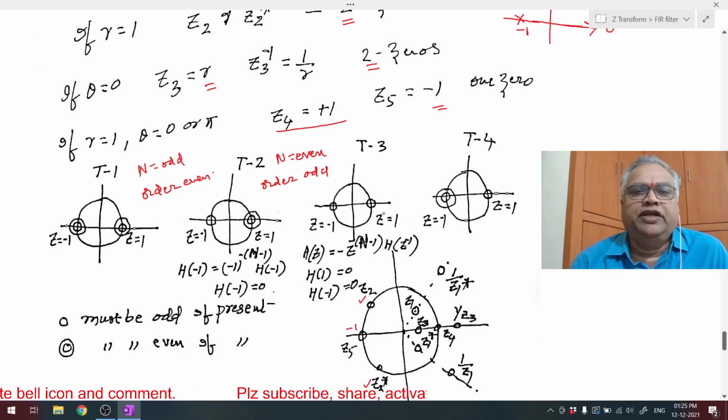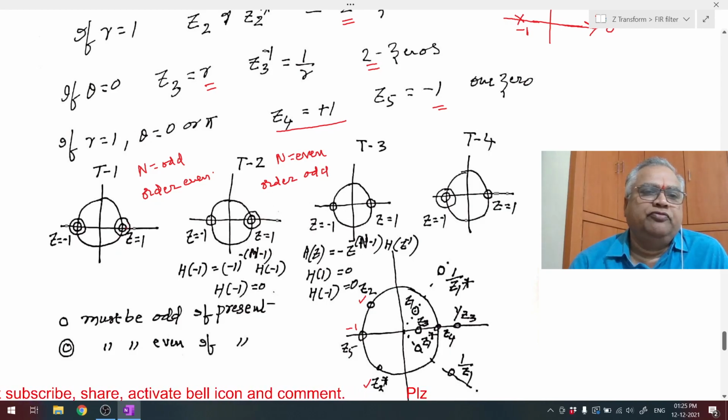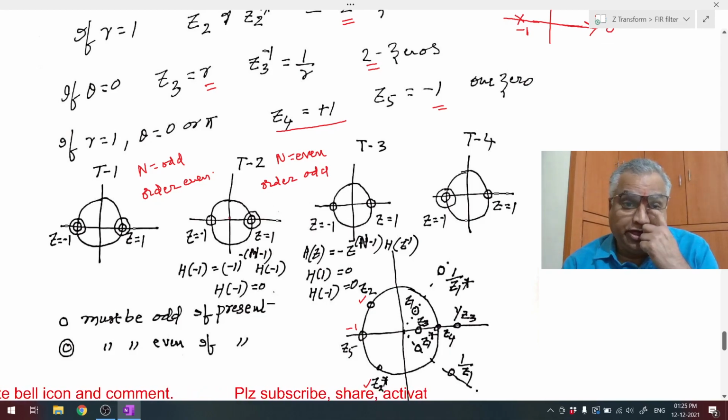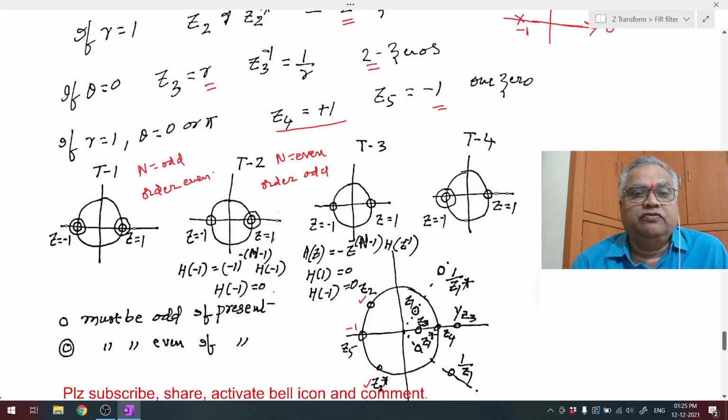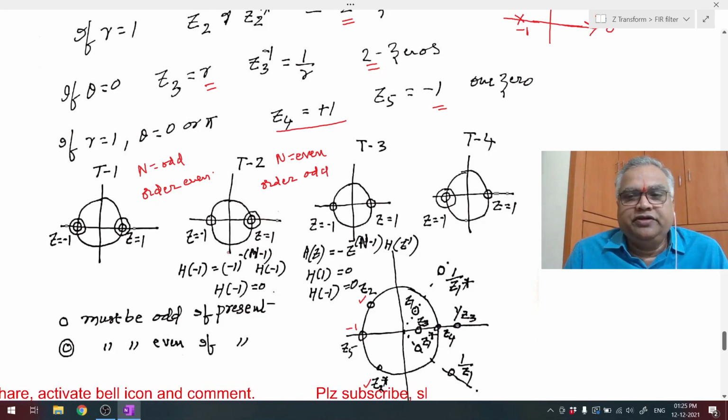So this is how you can identify type 1, type 2, type 3, type 4 based on the location of zeros. Type 1, if it is there, two circles means even. Type 2, if it is here only, odd. Here if it is z equal to 1, if it is there, it must be even. Whereas type 3, z equal to 1 odd, z equal to minus 1 odd. Type 4, z equal to 1 odd, z equal to minus 1 even. Then only that condition will be satisfied.